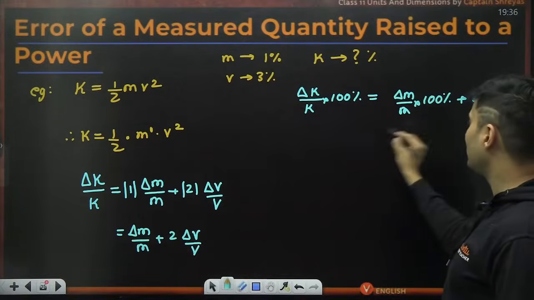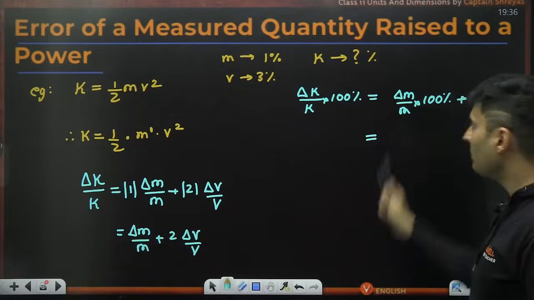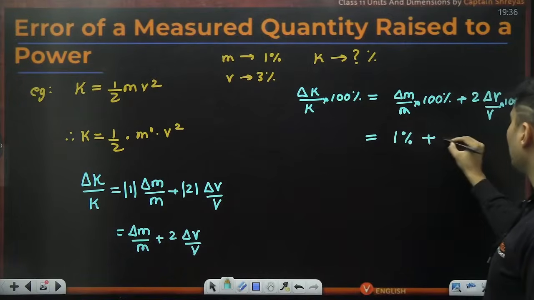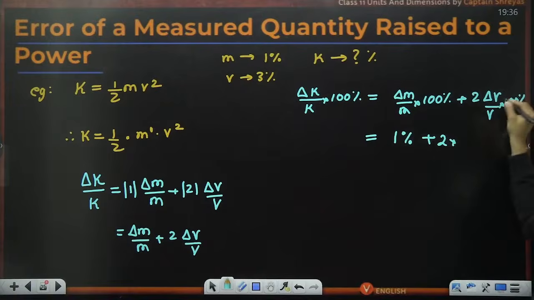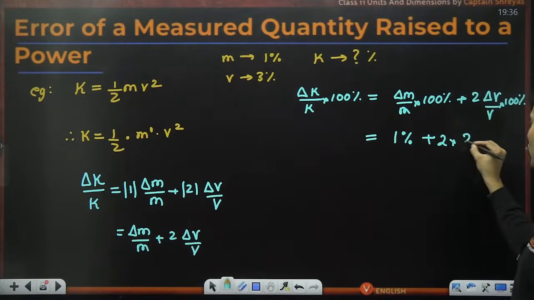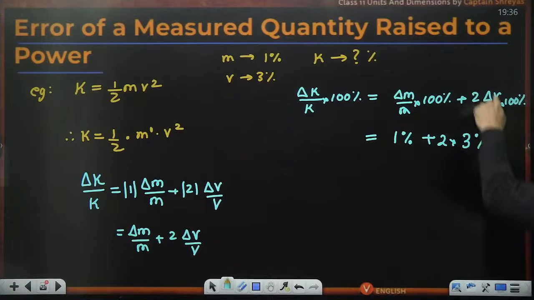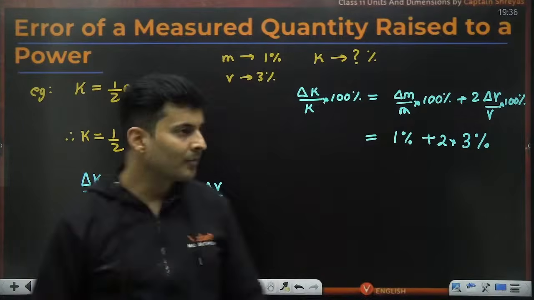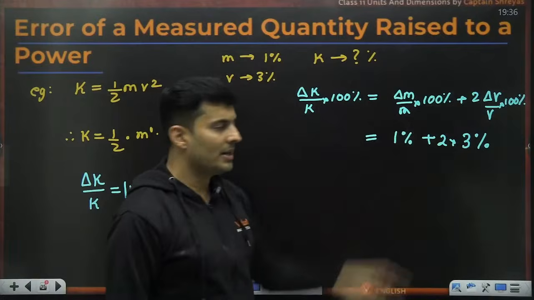This is nothing but percentage error of mass. Percentage error of mass is 1%. This is nothing but 2 times error of velocity, which is 2 into 3%. Delta v by v into 100 is percentage error of velocity. So that number 2 has to be multiplied.